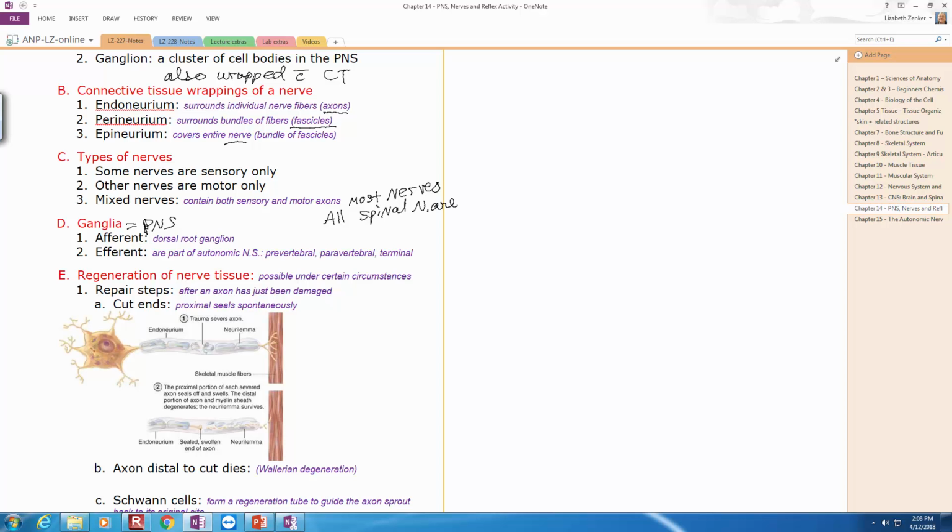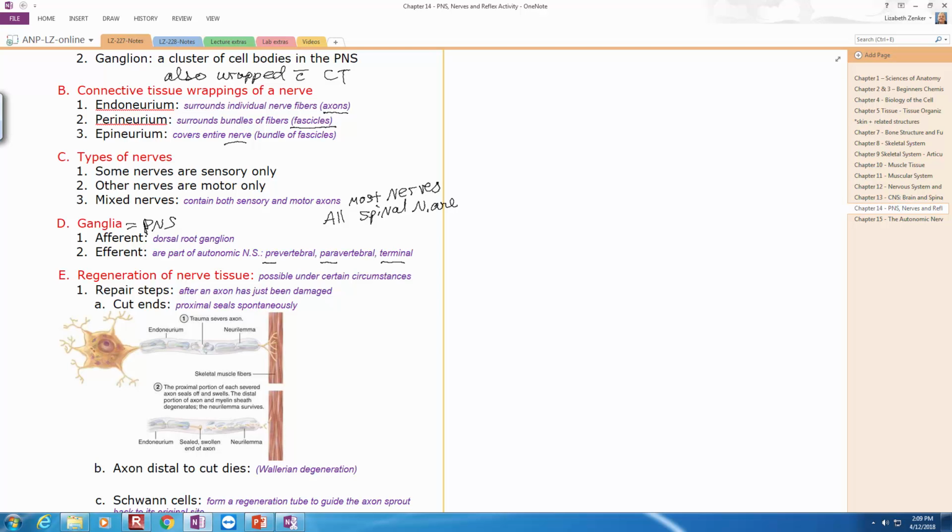Efferent, we're actually going to talk more about in the next chapter, but these are part of the autonomic nervous system. Right now we're just doing general PNS stuff, but the autonomic nervous system is talking about prevertebral, paravertebral, and terminal, meaning the end or output part of it, pathway. But again, we'll talk more about the efferent and autonomic nervous system in the next chapter.